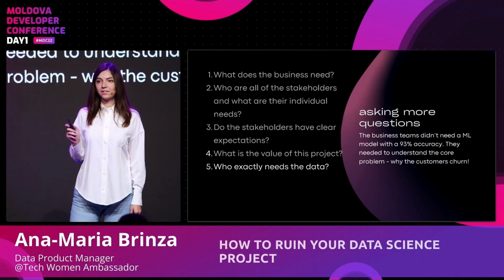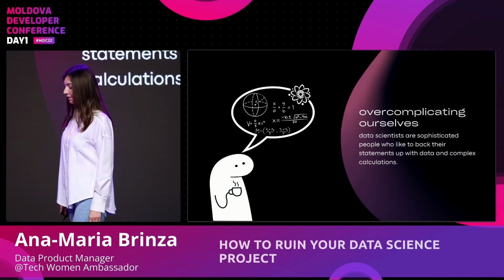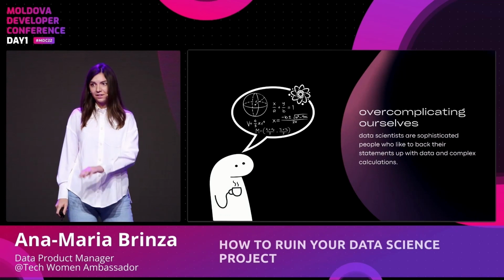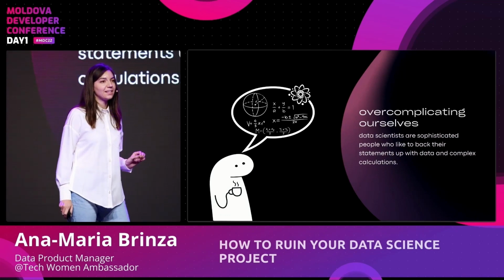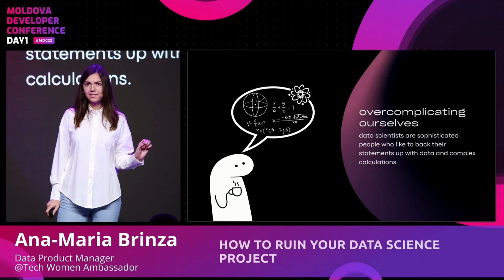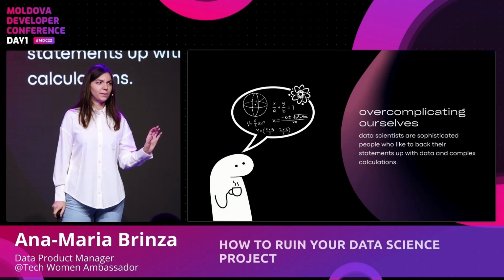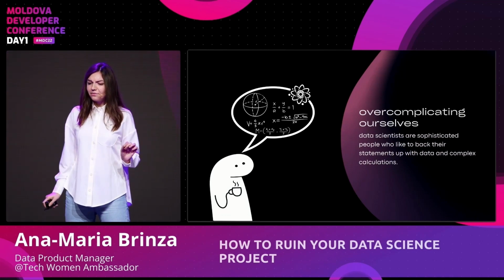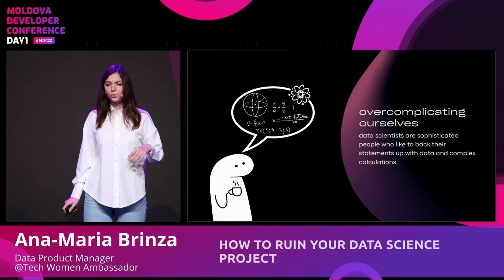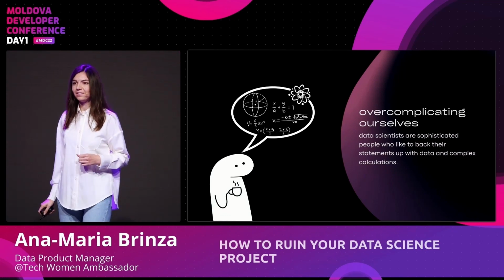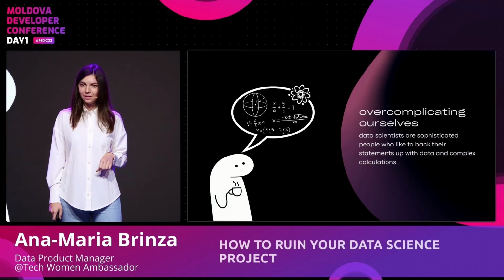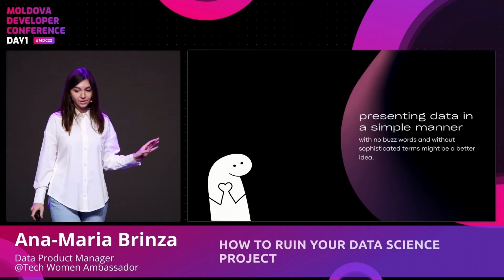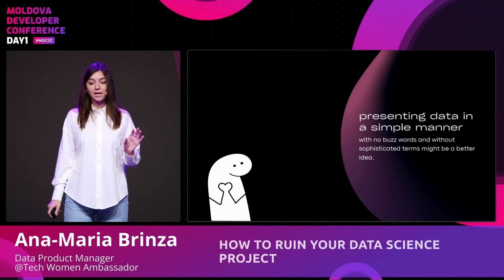And then there is one last thing I understood, and that was that we were overcomplicating ourselves. And here's one thing I want to tell you is that I feel like data scientists are very good at overcomplicating themselves. I don't know if you worked with them, but they're very sophisticated people who like to back up their statements with data and complex calculations. And I learned that presenting data in a simple manner, with no buzzwords and without sophisticated terms, might be a better idea.